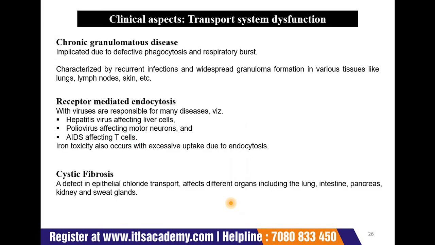Now, what are the clinical aspects if there is a transport system dysfunction? These are the list of diseases or disorders which can happen. For example, chronic granulomatous disease. It is implicated due to defective phagocytosis and respiratory burst. It is characterized by recurrent infections and widespread granuloma formation in various tissues like lungs, lymph nodes, skin, etc.